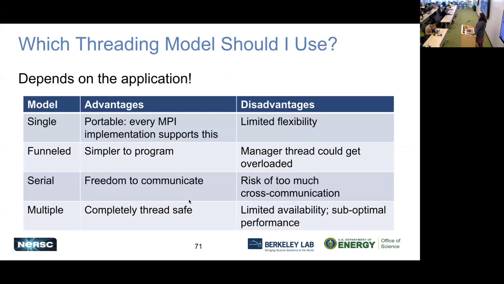So which threading model should I use? Well, I would say you should use the simplest threading model that you can get away with based on your application. There are pros and cons, of course, to each one. The single method is supported by every MPI implementation, portable, guaranteed to work. But there are a lot of things that you can't do, right? Kind of limited flexibility when you're using the single model. The next suggestion would be funneled. It's relatively straightforward to program. You run the risk, though, of your manager thread getting overloaded if you're doing a lot of MPI within your threaded regions.